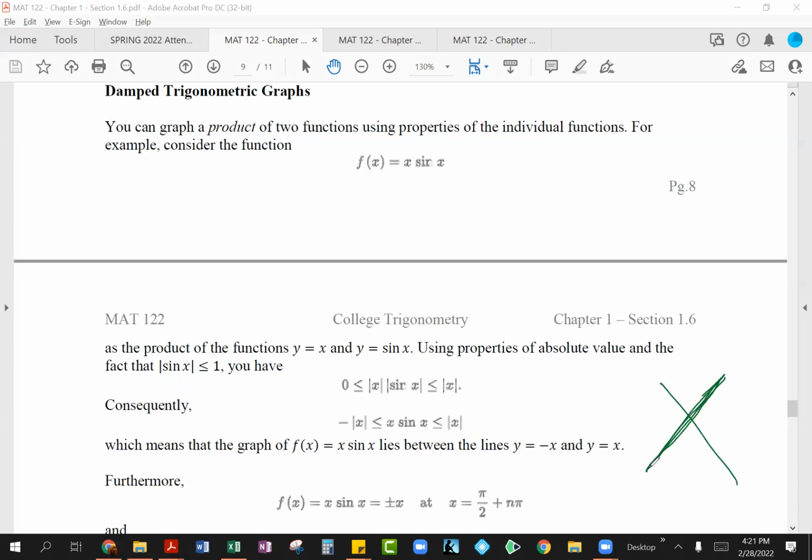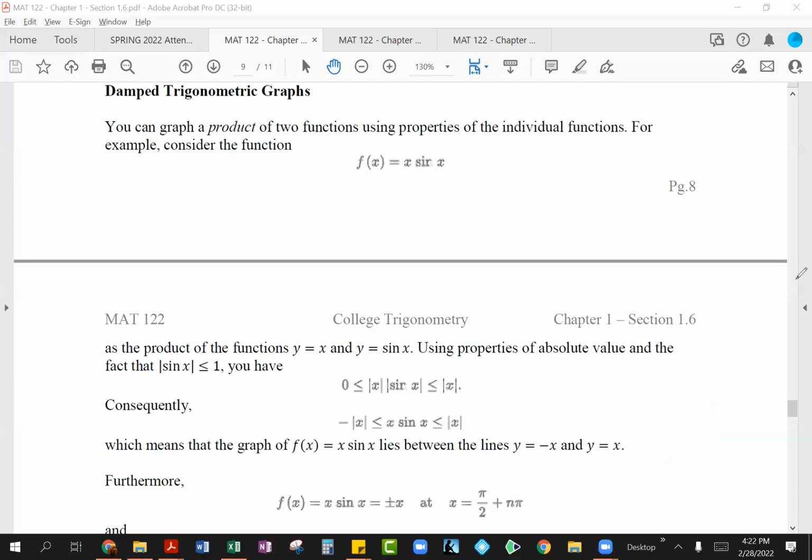Now, if you try to graph these, these are going to end up looking like a cross, because this line here will represent y equals x. This line here will represent y equals negative x. So that's what they're saying, that the graph of our function x times sine of x is going to lie between the lines negative x and positive x.